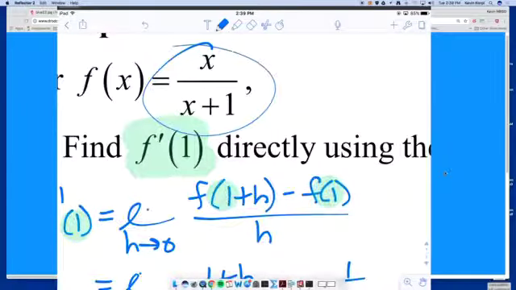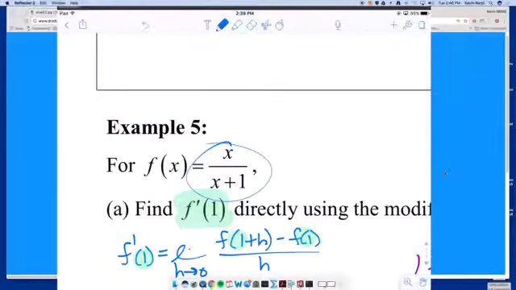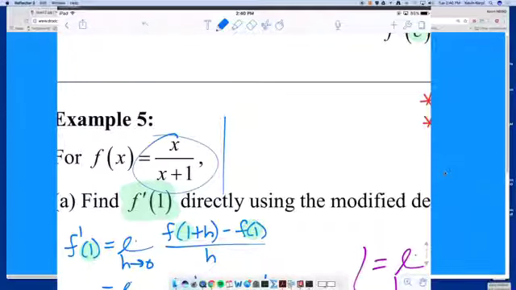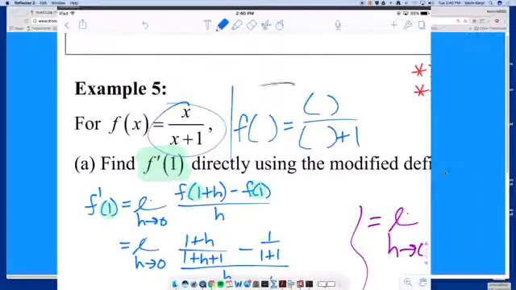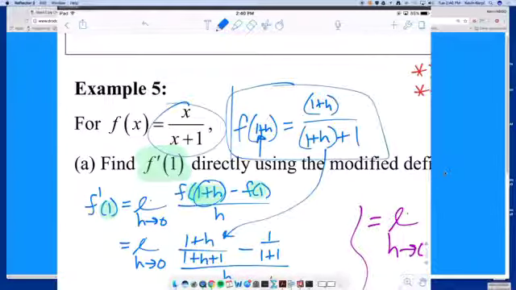Well, here's my function, right? So remember that your function uses an x as a placeholder. But if you want, you could just call it f of blob equals blob over blob plus 1, right? We did that in pre-cal. And whatever you put in here, whether it's a number or a little blue star, you're going to plug it into the other places as well. So what are we plugging in into the first one? We're plugging in a 1 plus h, right? So f of 1 plus h is 1 plus h over 1 plus h plus 1. And that's what I got right there.